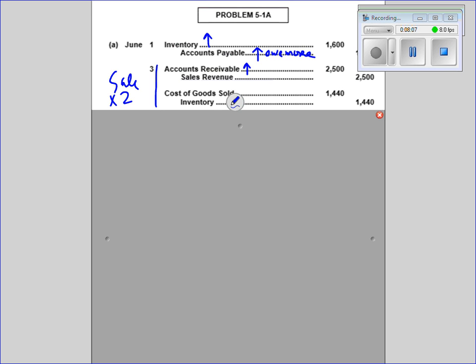AR went up. Apparently, we sold books on account. When we sell, what's our credit terms according to the little verbiage at top? 2/10, n/30. Okay, we sold them to Reading Rainbow, and then revenue went up. An expense account that's going to offset that $2,500 sale, cost of goods sold, went up by $1,440. And the only thing going down, what has left the building? In this case, books. Our inventory went down.